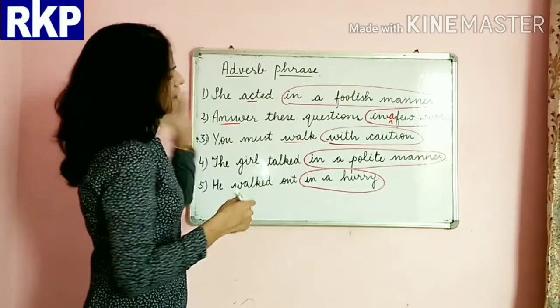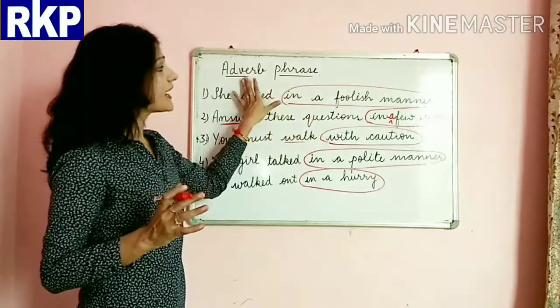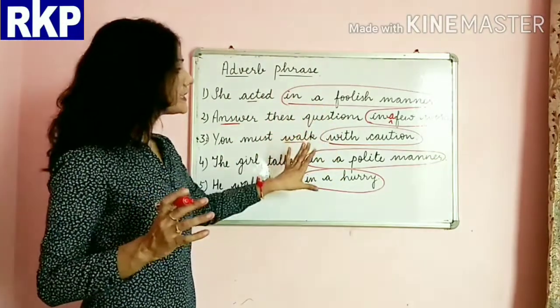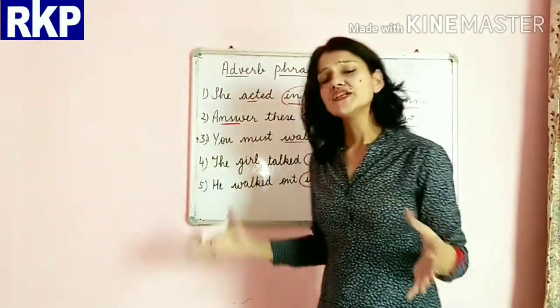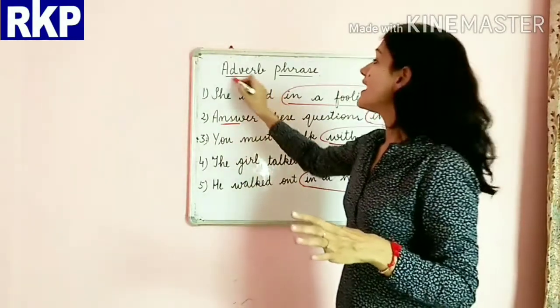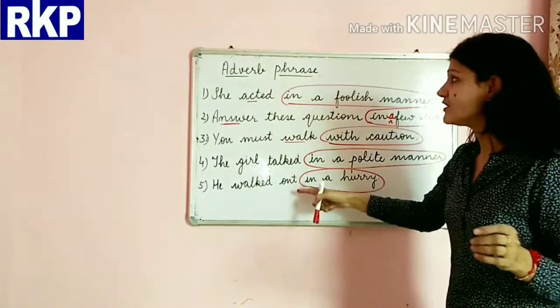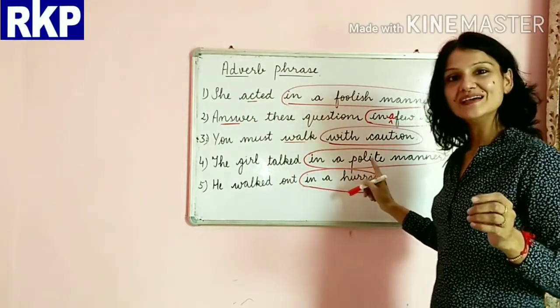So I hope you have understood, beta, how an adverb phrase looks in a sentence. Basically this is a group of words which together work as an adverb in the sentence. So that is called adverb phrase.